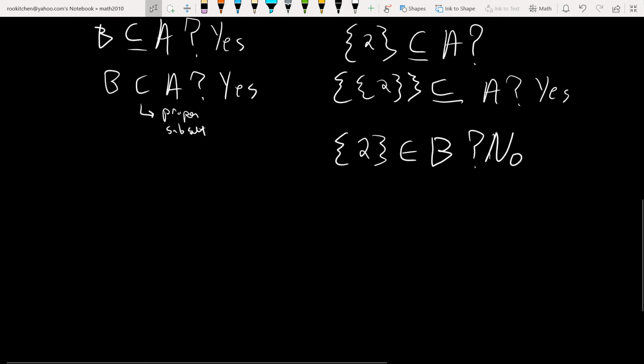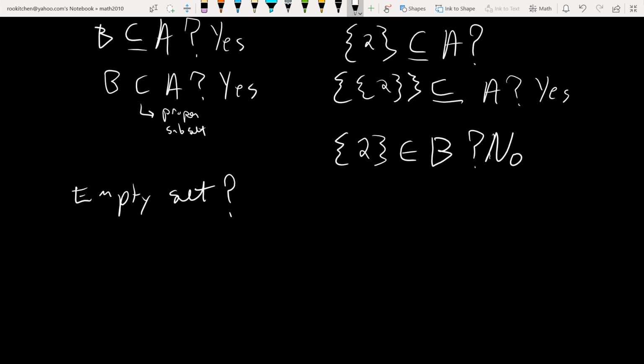Okay, there's something called an empty set, and the empty set is a subset of every set. Okay, so what is the empty set? And this is more weirdness. What is the empty set? The empty set is a set that contains nothing. And the way I think of it is to think of it as an empty box.